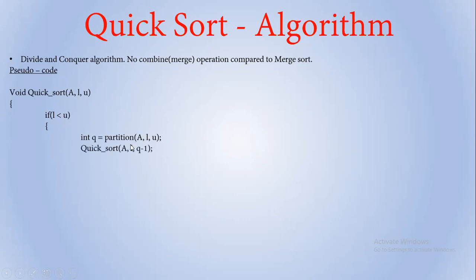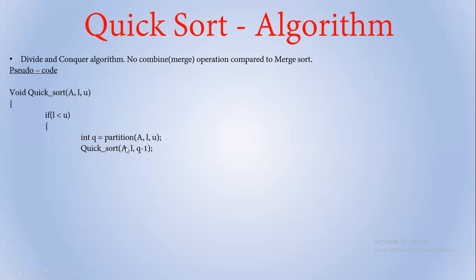For which values will we use quicksort? We will use quicksort not for the whole array. This array capital A runs from the array index L to U. For example, in the previous example, this will run from 0 to 4. But it depends on the integer returned from the partition function that we stored in Q.